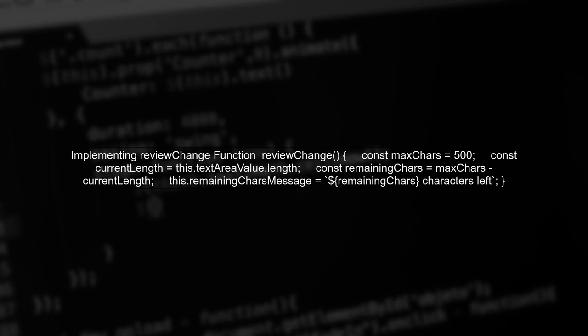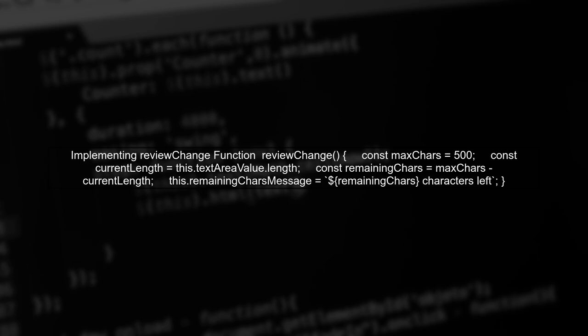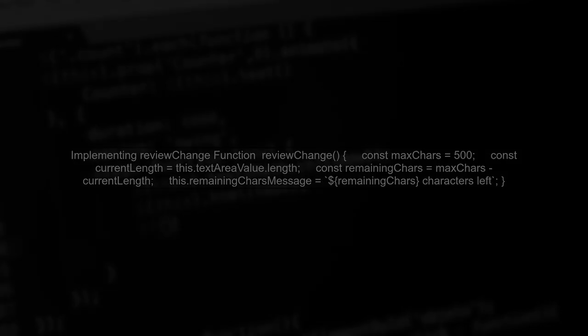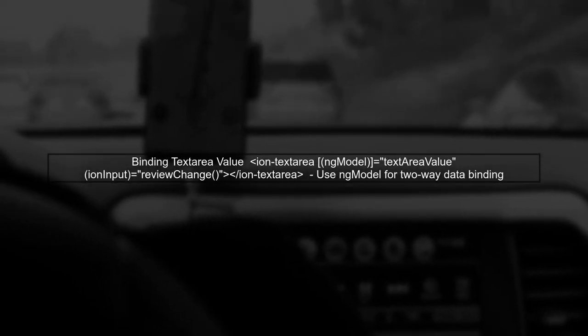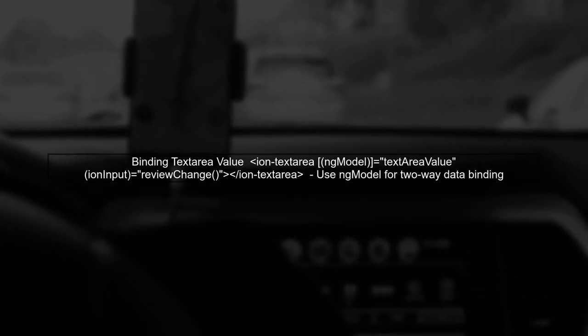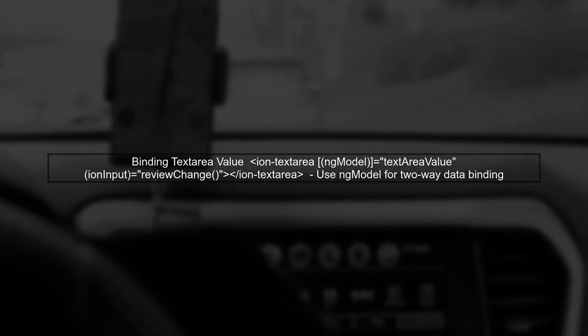Next, let's implement the reviewChange function. This function will calculate the remaining characters based on the user's input and update the display accordingly. Finally, ensure that you bind the text area value to a variable in your component. This allows you to access the current input value within the reviewChange function.